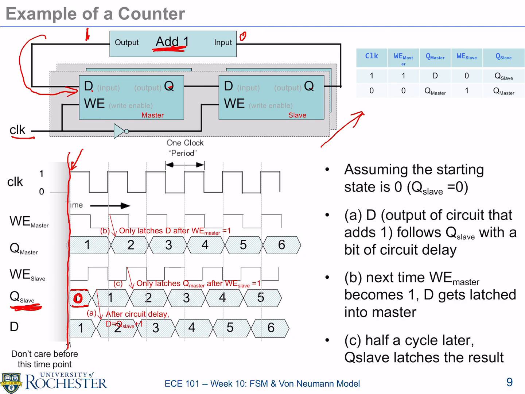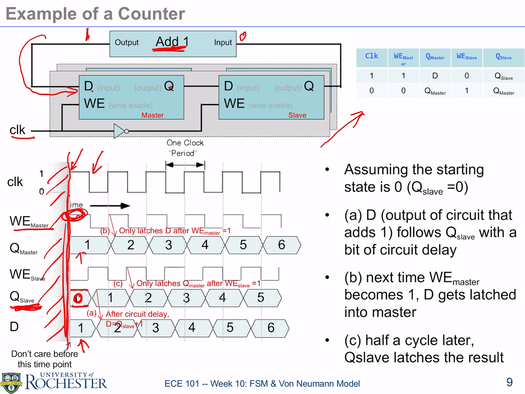Whatever the Q used to be, we don't care. Beyond this, before this point, we don't care. This area shaded, we don't care. Okay, so D, we know that it's going to be 1. And Q follows D because write enable for the master is 1 over here. So Q is going to be 1. And this state is going to last until the clock turns to 0 at this point.